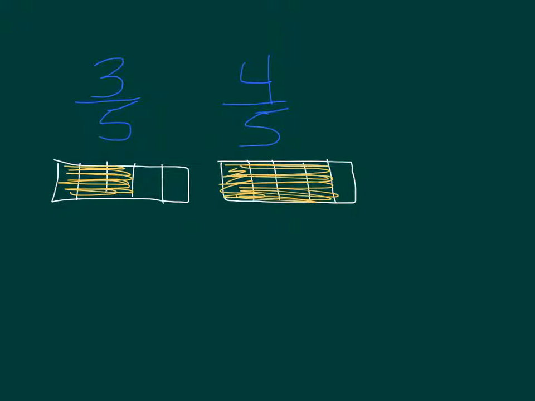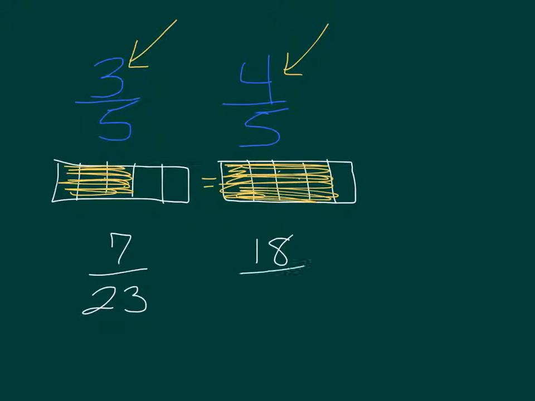And so, when the denominators are the same, or when the number of pieces it takes to make a whole is the same, then we can simply look at how many pieces you have. And whoever has the most pieces wins. Let's take a look at one more of those. Let's try 7/23 versus 18/23.